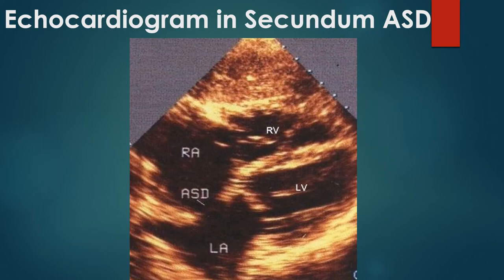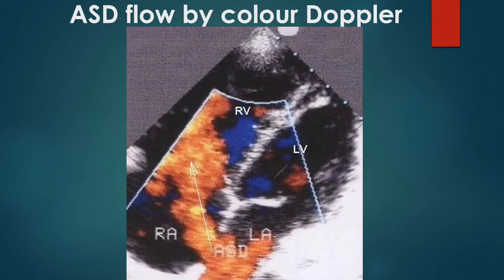This ASD has good rims above and below and could be suitable for device closure, which has to be finally decided after a transesophageal echocardiogram to assess all rims. Color Doppler flow mapping shows red colored flow across the atrial septum from left atrium to right atrium. The flow is red colored because it is towards the echo transducer in this view.